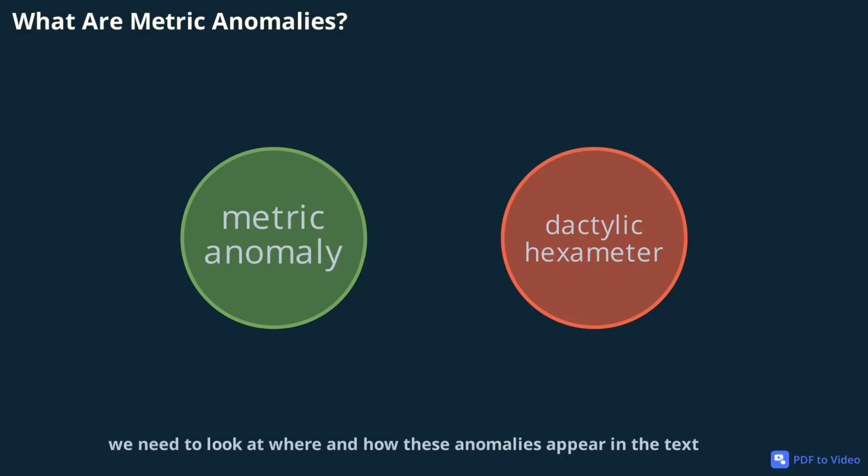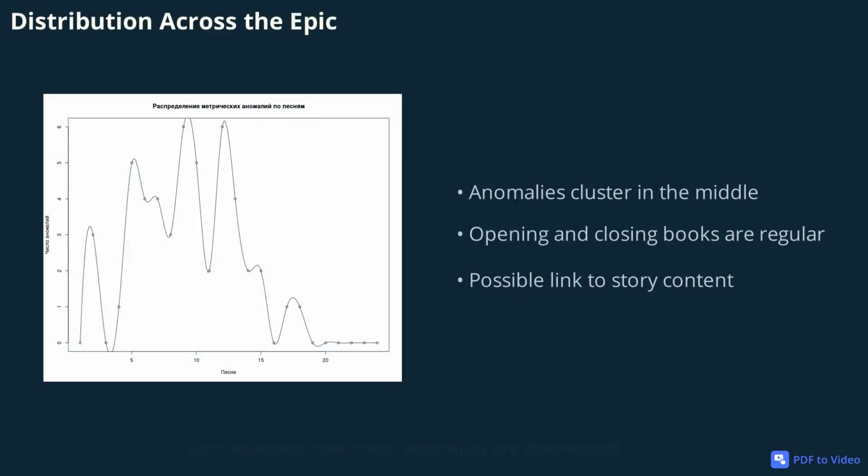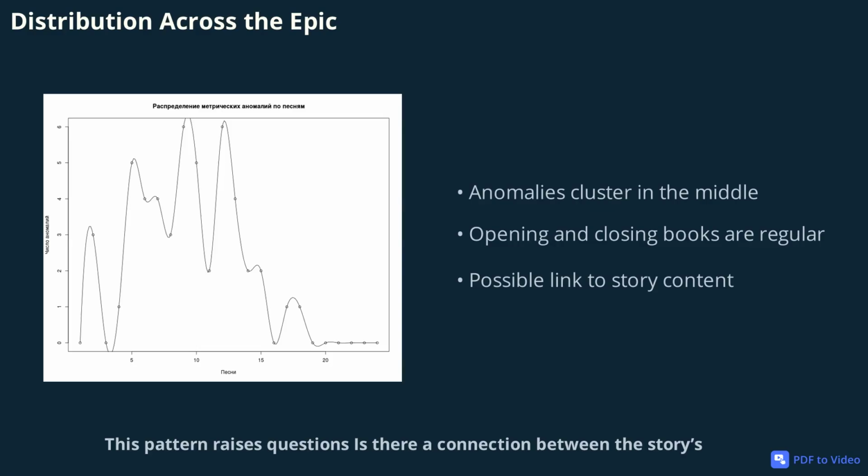To answer this, we need to look at where and how these anomalies appear in the text. Let's examine how these anomalies are distributed. They're not spread evenly throughout the Odyssey. Instead, they cluster in the middle books, especially books IX and XI, while the opening and closing sections are almost anomaly-free. This pattern raises questions. Is there a connection between the story's content and the appearance of these unusual lines? Or is it simply a coincidence, perhaps reflecting Zhukovsky's working habits or the translation process itself?